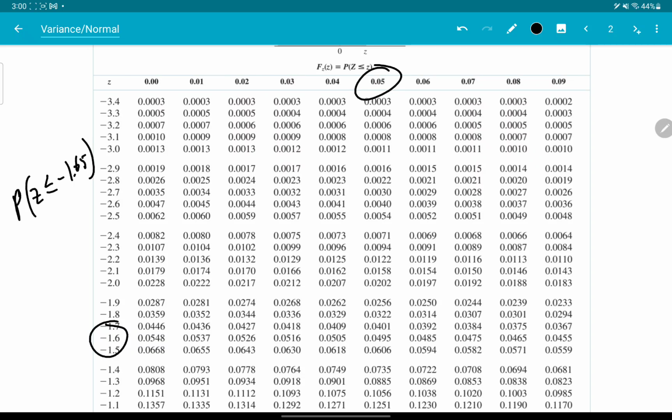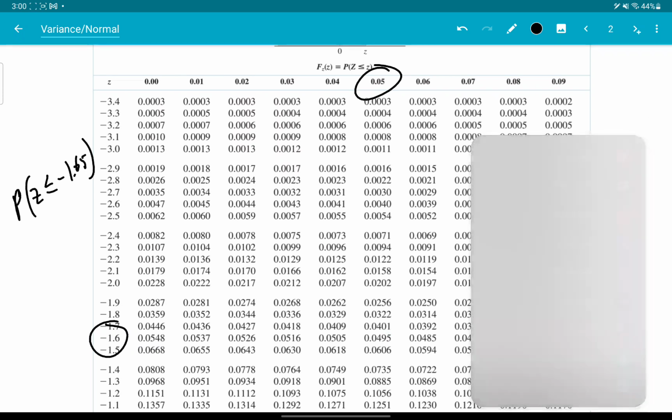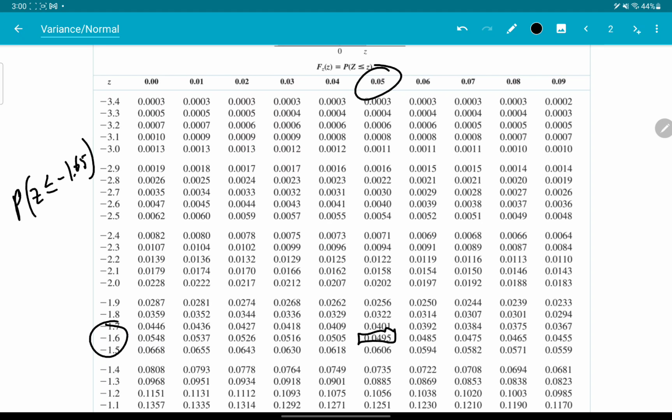Okay, I lean back and try to figure out which number it is, and oh, here it is, right here, 0.0495. Okay, so I got negative 1.6, negative 1.65, and there's my number right there, 0.0495.